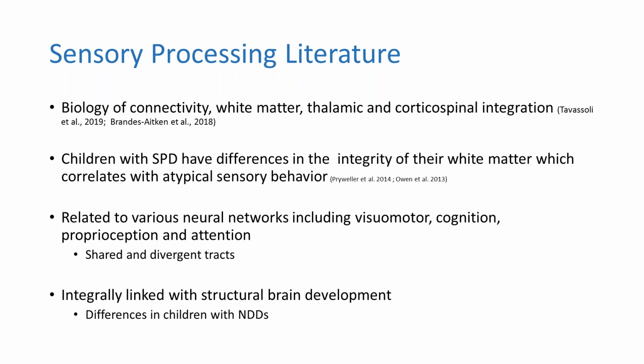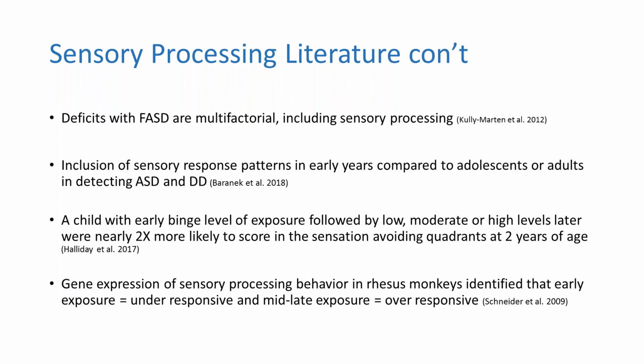And when we were in Vancouver last year, there was a poster that I saw where they were looking at the white matter of, I can't remember what the cohort was, but as young as 2 years old, they're seeing differences in their white matter. So it's something that we can definitely assess and look at. Coles, Martin et al. in 2012 talk about deficits with FASD being multifactorial, and they specifically include sensory processing in that. And more recently, there was a study that looked at including sensory response patterns in early years, and that was more predictive of ASD and other developmental diagnoses compared to when you use them for adolescents and for adults.